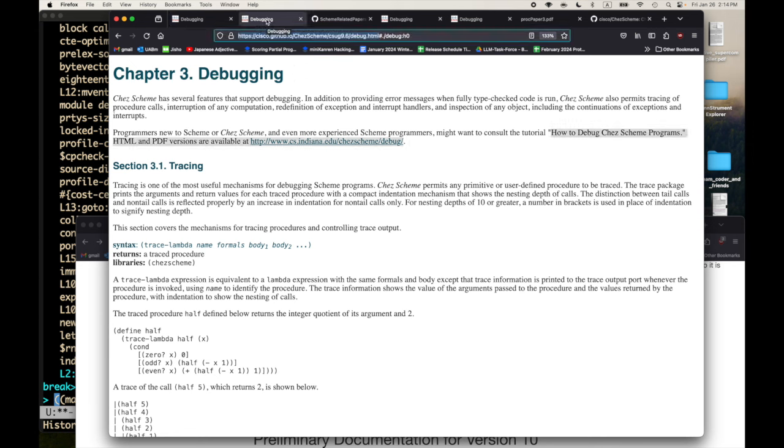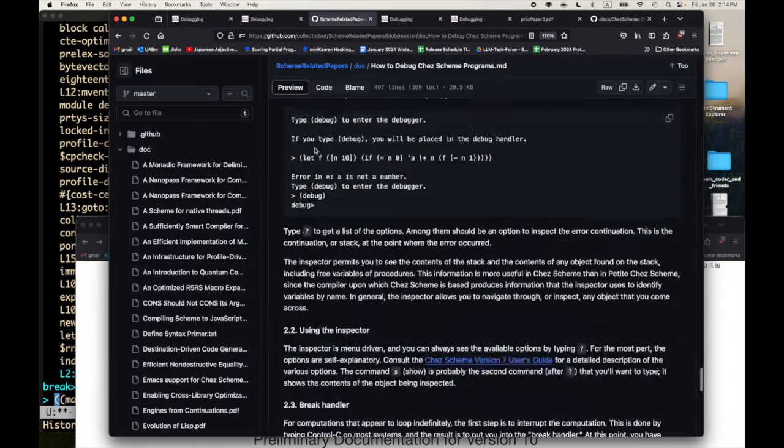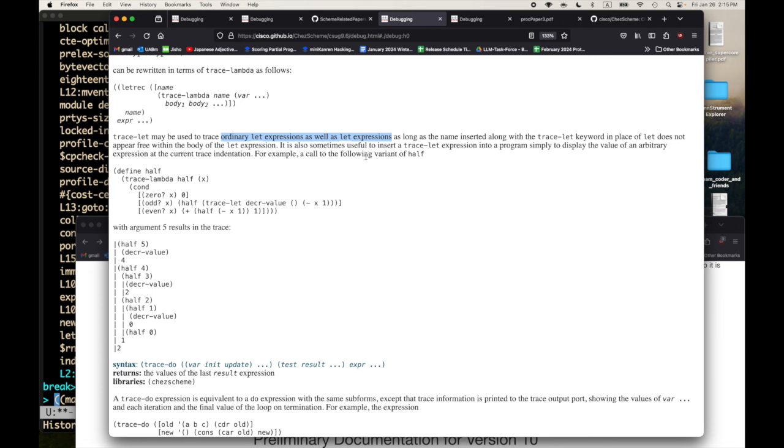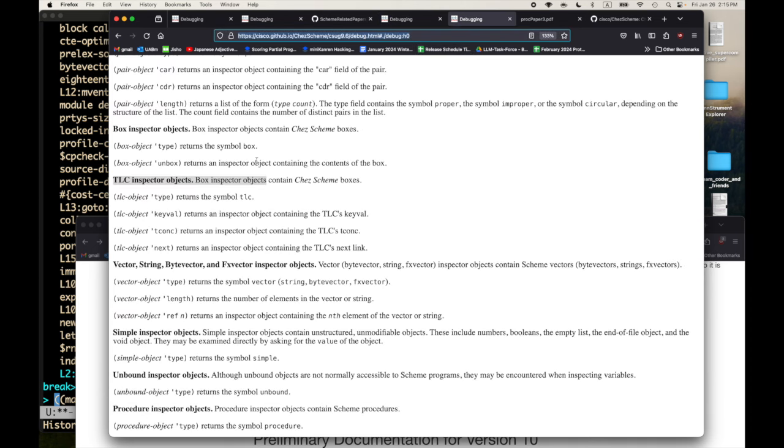When I was reading the debugging section, I noticed that, probably because this was written 10 or more years ago, maybe 15 years ago now, there's a dead link to how to debug Chez Scheme programs. Fortunately, someone has found Kent's instructions on how to debug Chez Scheme programs, and you can find it online on GitHub. And I found some other little typos. I think this is a typo: trace-let may be used to trace ordinary let expressions as well as let expressions. That, I think, is a typo. I don't know, a little confused. Here's something that looks like a copy and paste error.